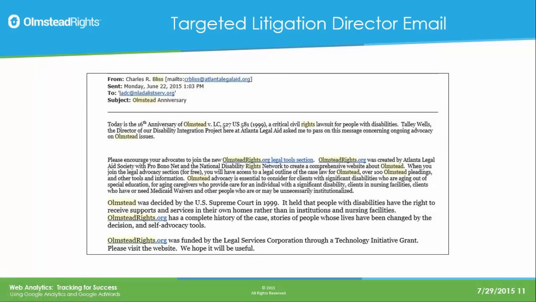And then the other thing we did at the 16th anniversary was that we sent out an email from our litigation director to all the litigation directors of all the legal services organizations, telling them about the 16th anniversary of Olmsted and encouraging them to join our Legal Tools section website. And while we were very gratified by the number of people who came to our website through the Facebook advertising, it was this single email that really is what bumped up our membership for our Legal Tools section. And that, of course, didn't cost anything, but we were able to really measure that using Google Analytics.